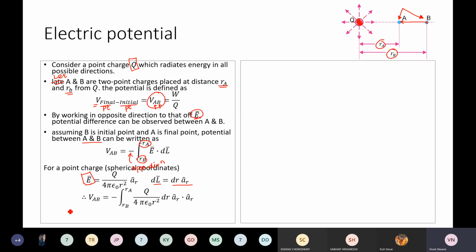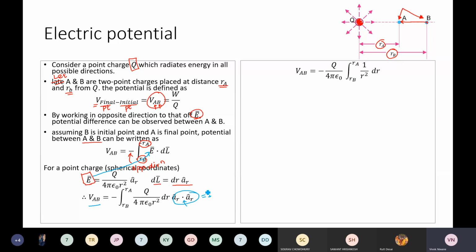So replace E bar over here. Take this E bar and put it over here. So we do have VAB is equal to minus integration RB to RA Q upon 4 pi epsilon 0 R square dr AR cap dot AR cap. Okay, so AR cap dot AR cap is equal to 1.